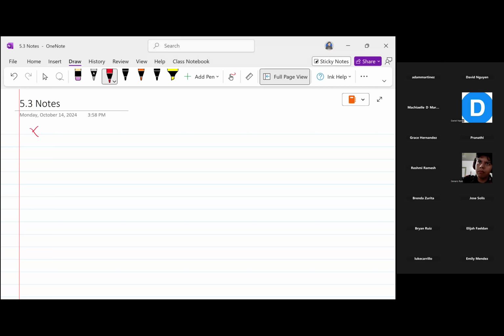Okay, so 5.3 is on the divergence test and integral test. So we're looking at series and we're saying, hey, does this series converge? Does this series diverge? We're going to use the divergence test to say, hey, this thing diverges. And we're going to use the integral test to say, hey, this thing converges or this thing diverges. So the divergence test is not a convergence test. It is a divergence test.